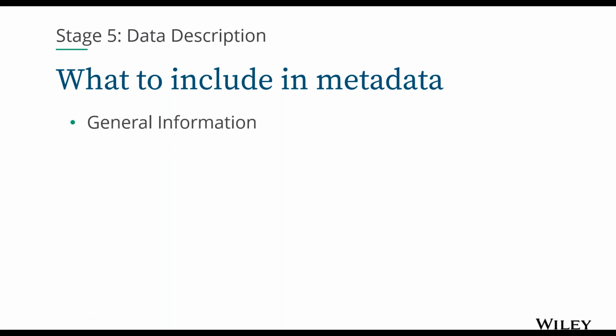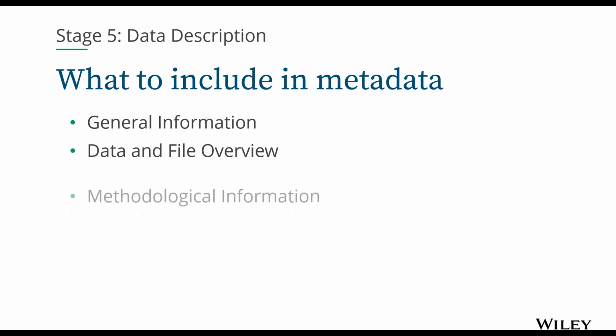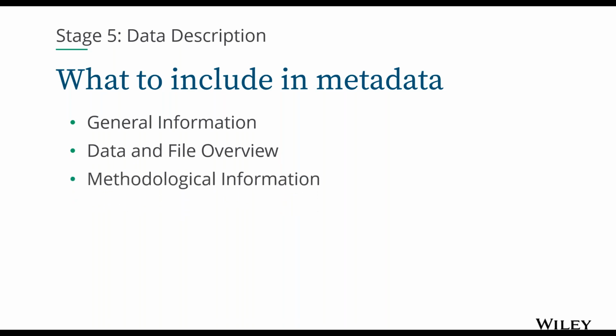And what to include in the metadata? Some general information, like your data set title, the name and contact information of the investigators, the date or the date range of the data that was collected, the geographic location of the data collected, your data and file overview, so just a short description of each file and the date when the file was created. Methodological information, so a description of the methods that were used for data collection and data processing, and maybe some data-specific information, so a variable list with full names and definitions of the column headings if you have tabular data, units of measurement.